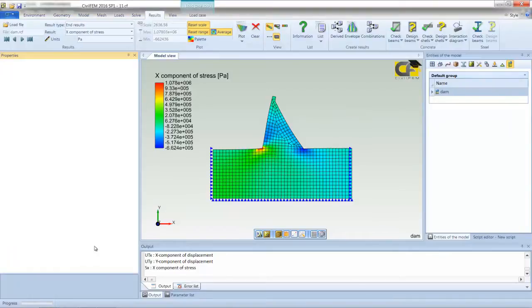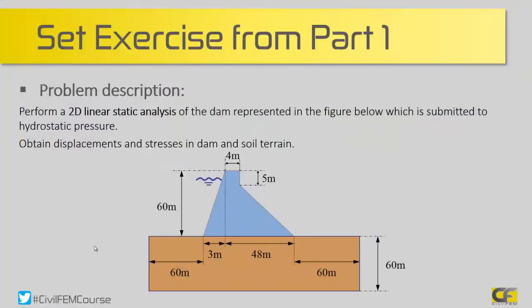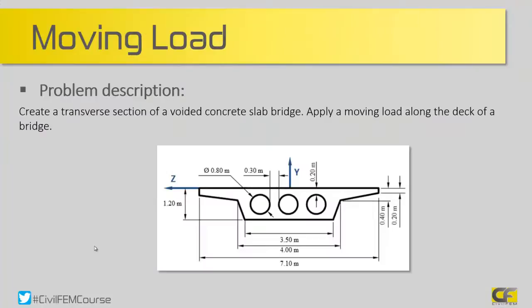Okay, so let's continue with our following exercise. The following exercise is the creation of a captured cross-section, a generic cross-section. This cross-section will be used to mesh beam elements.